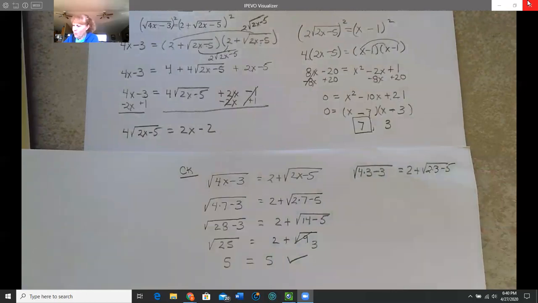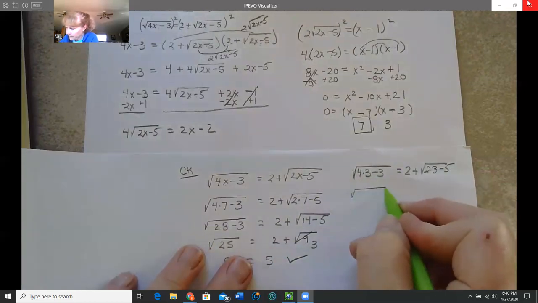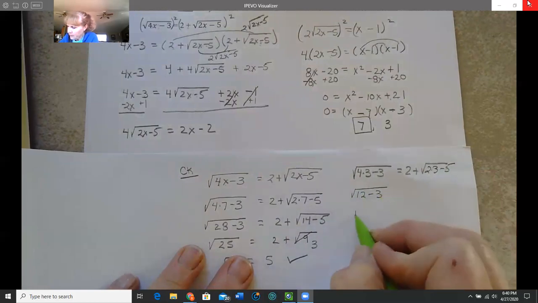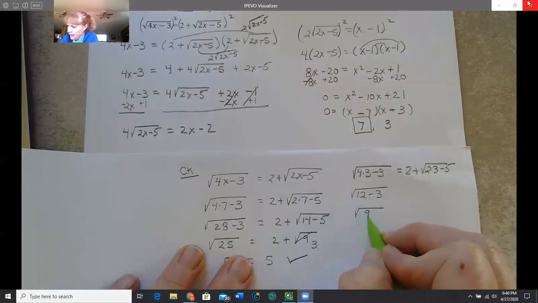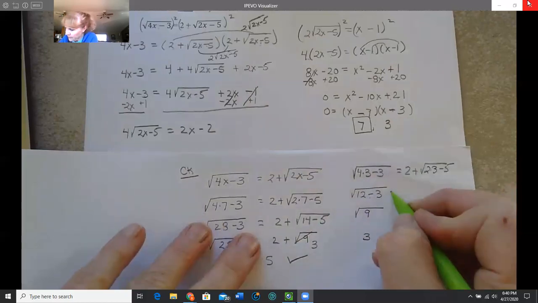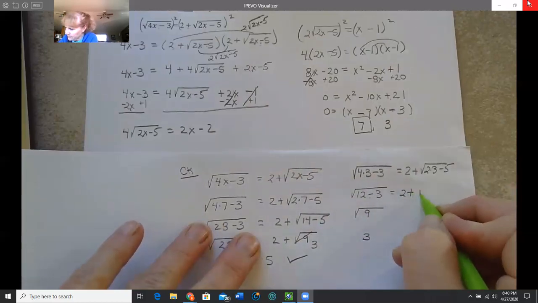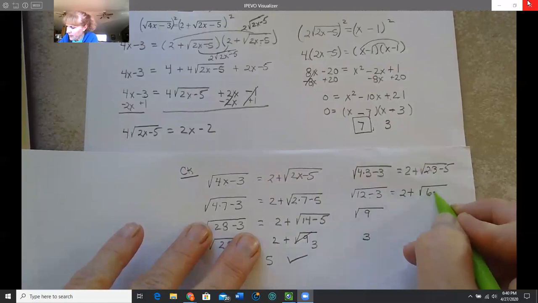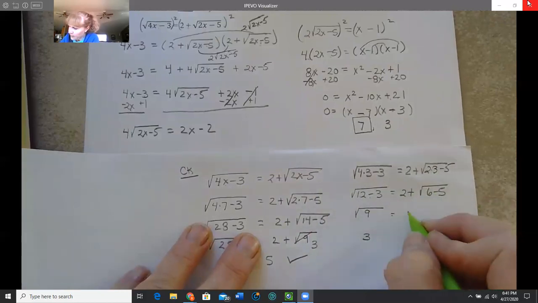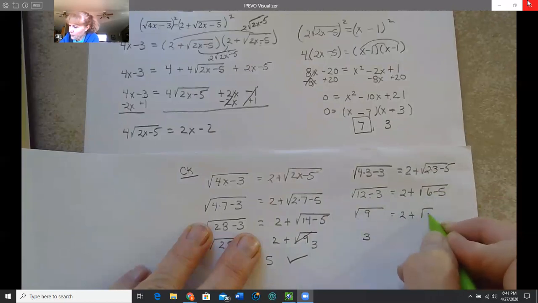Let's see. 4 times 3 is 12. 12 minus 3 is 9. You get square root of 9, which is 3. Let's go to the other side. 2 plus 6 minus 5. 2 times 3 is 6. 2 plus the square root of 1.